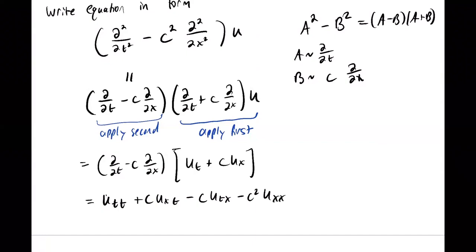But the two middle terms are equal, or at least they're equal in absolute value but have opposite sign, right? So they're going to cancel out. And this is just because uxt is equal to utx, because remember, you can always swap partial derivatives. And so these terms just cancel out and give me 0. And so I get exactly what I expected.